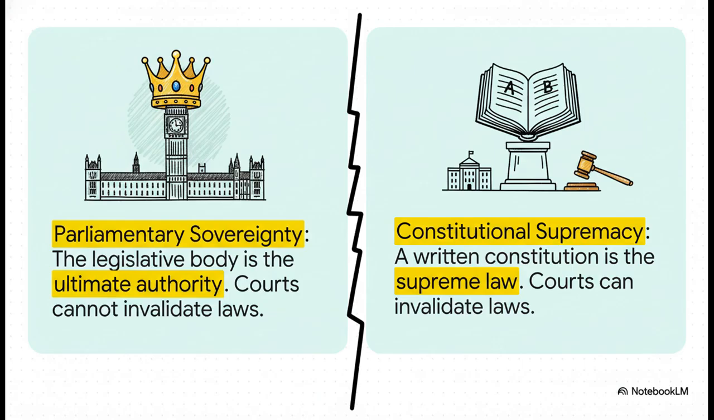So, on one side, you have parliamentary sovereignty. Here, Parliament's word is law, period. The courts can figure out what a law means, but they can't strike it down. But on the other side, you have constitutional supremacy, where the Constitution itself is the top dog. It sits above Parliament, and the courts, well, they get to be the referee.